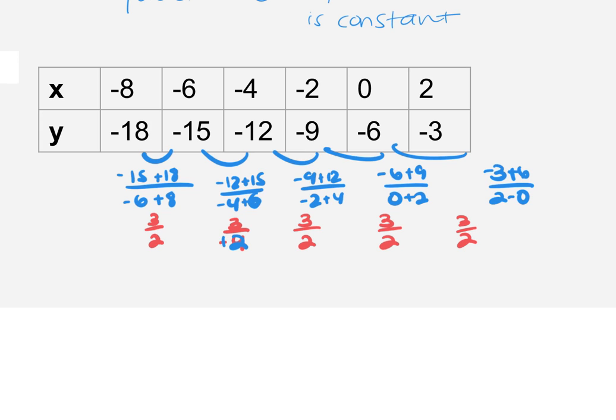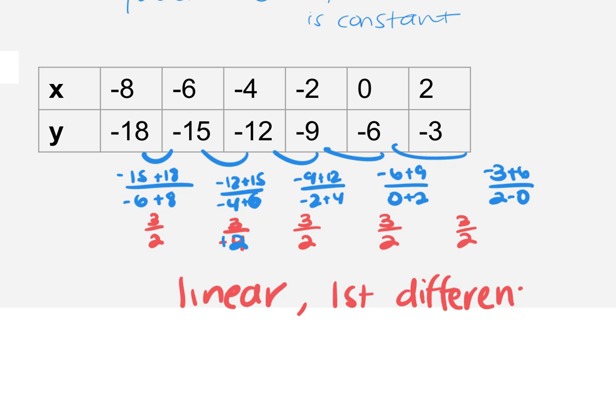So this time, what's true about that first difference? These are the same. Good. So this would be linear. First difference is constant. What is this called again? This is your rate of change. So I put over the 6 and 8. I'm doing change in y over change in x, change in y over change in x.